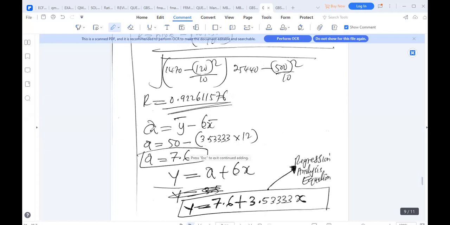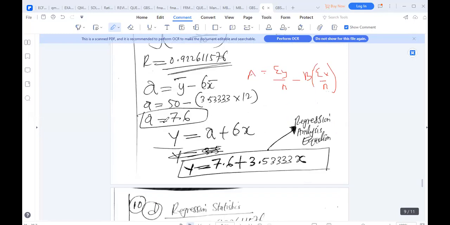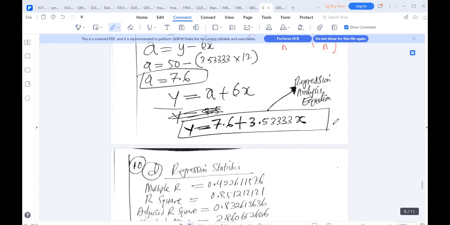Then to find your a, which is called the y-intercept, it is the mean of y minus b times the mean of x. Or the long cut is simply summation of y over n minus b times summation of x over n. Same thing. So given the values that you've been given, once you input them in there, you're going to find your a as 7.6. So this will give you the full linear regression, which is given by where there is a, put 7.6. Where there is b, you put 3.533x. So this is your linear regression.